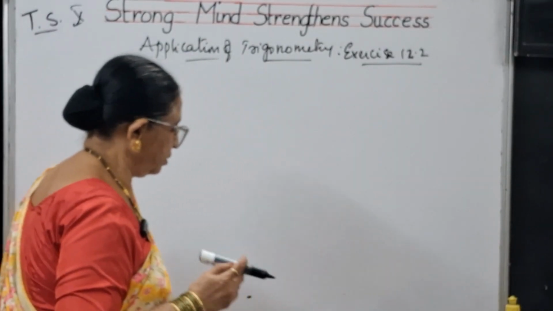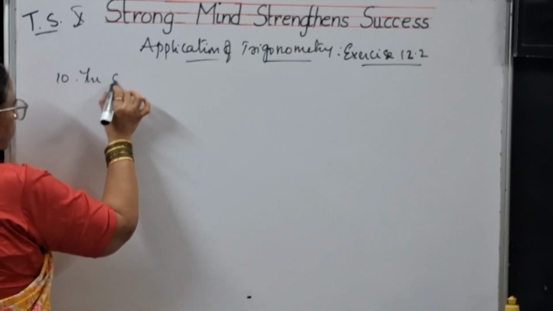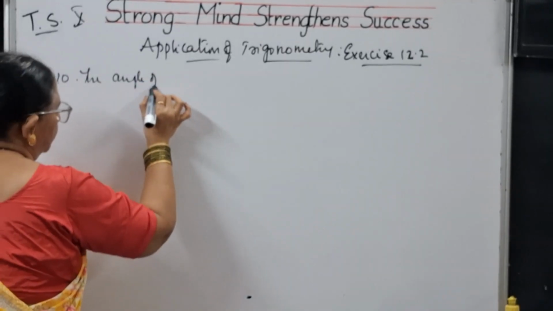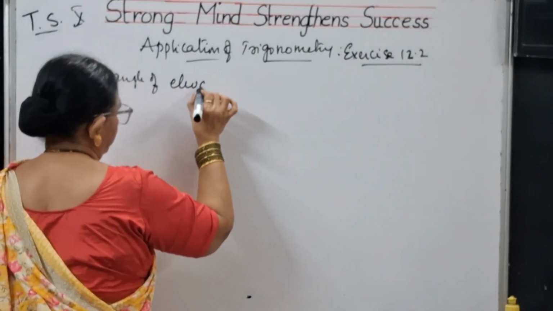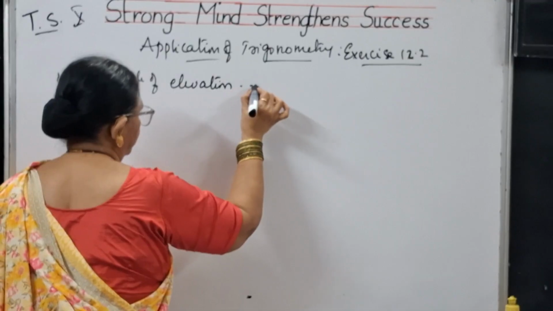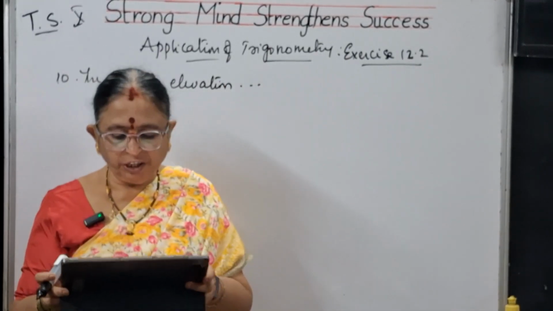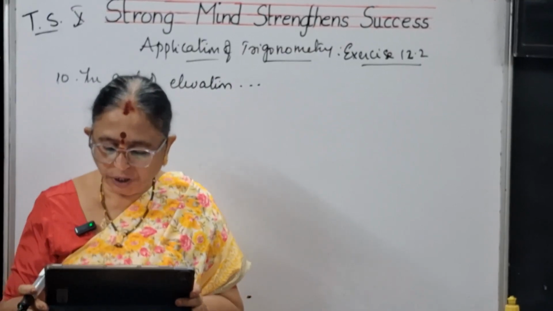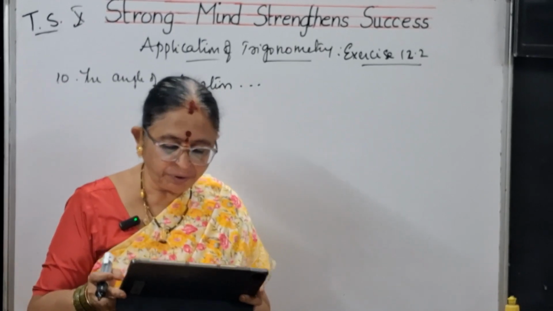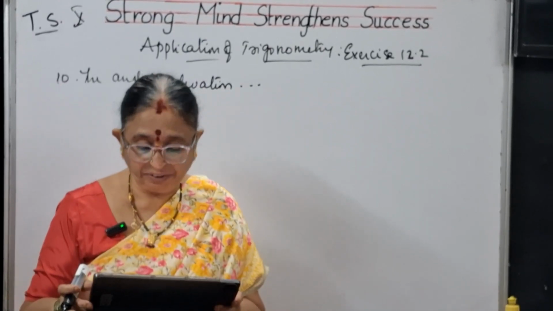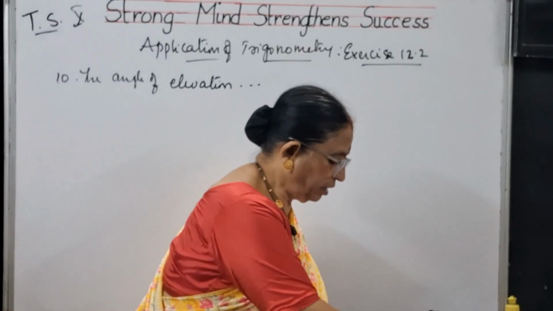10th problem, children. The angle of elevation, it goes on like this. Let me read the problem. The angle of elevation of the top of a tower from the foot of a building is 30 degrees, and the angle of elevation of the top of the building from the foot of the tower is 60 degrees. What is the ratio of heights of the tower and the building?